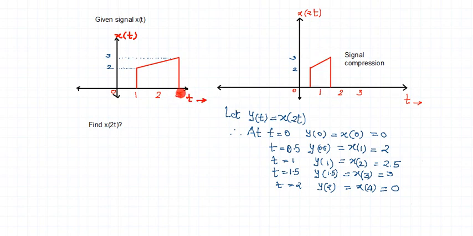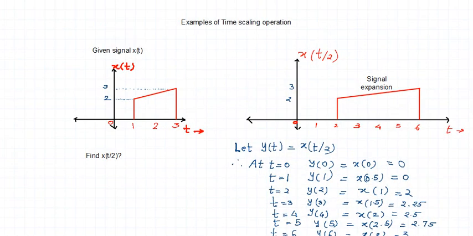Now here 3 by 2. When I divide it, where is this ending point appearing? It is appearing here at 1.5. Right, so this is another way in which you can directly obtain a compressed signal from the input signal.